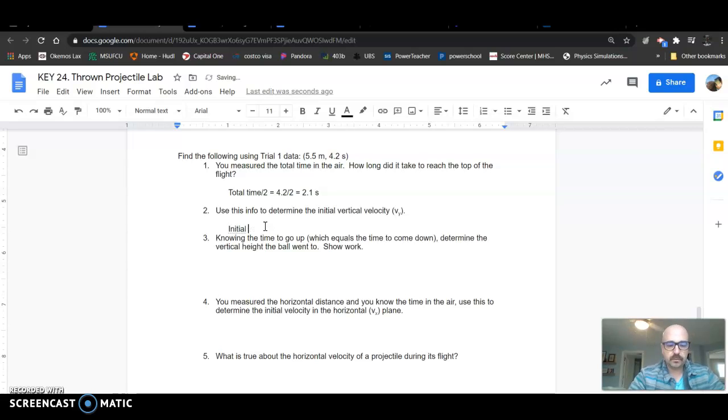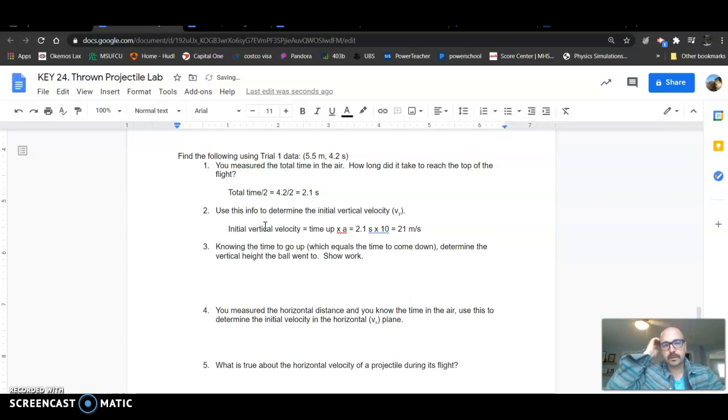So to find this initial vertical velocity, I take the time up times acceleration, which is 10. So to do that, I get 2.1 seconds times 10, so it equals 21 meters per second. And that's in the pre-lab questions.